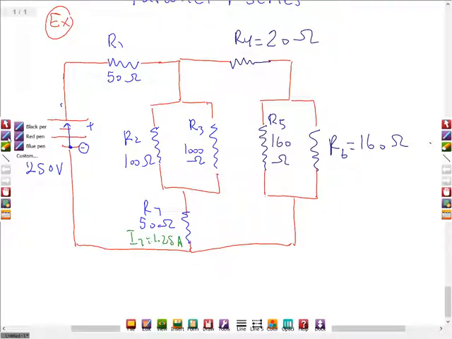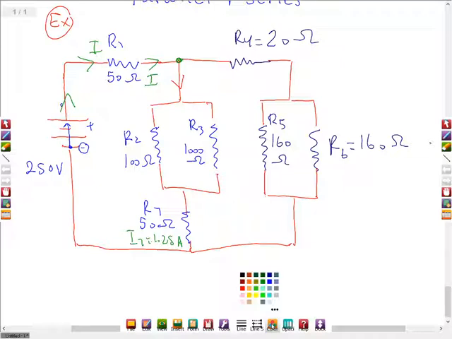Let me choose the green color to distinguish. The current I will go here. At this junction point, I splits into two currents, I1 and I2. Let me take two different colors. This is I2 and here is I1.